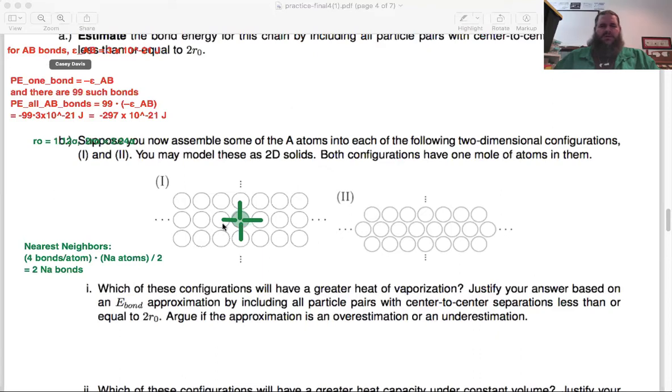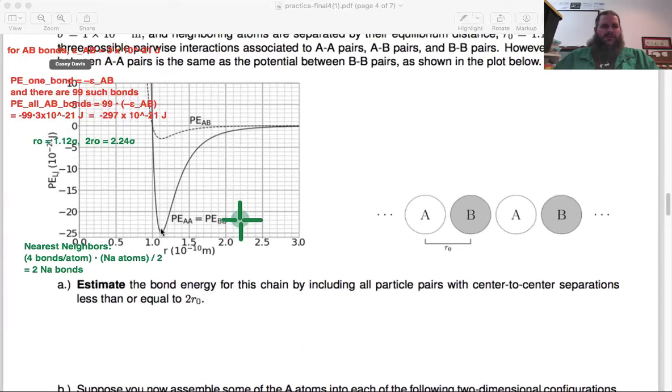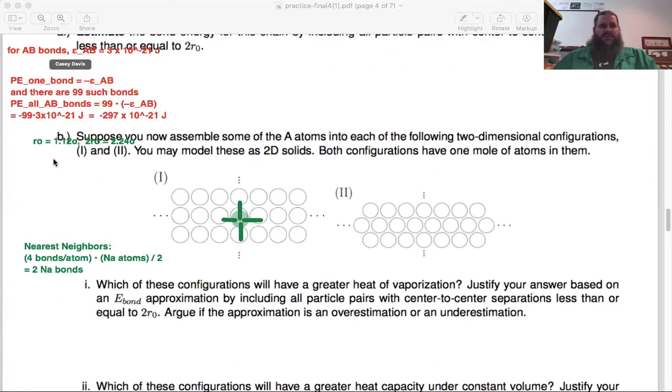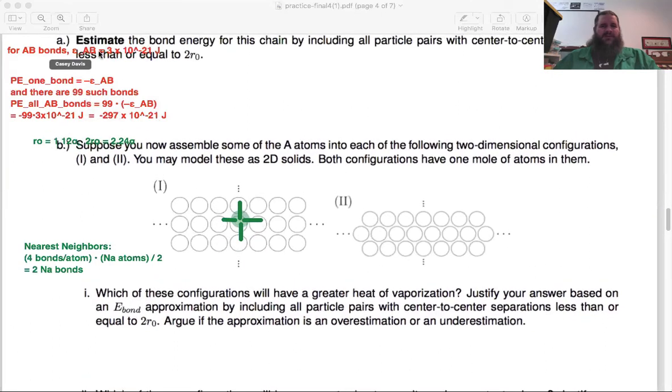Yeah, those are R naught apart. We can go back to the graph and look at R naught, which is the 1.12 sigma. In other words, the lowest possible energy. And since these are AA bonds, we look at the AA graph. Looks like that is -25. That is, the equilibrium distance has an associated energy of -25 times 10 to the -21st joules. Actually, I should say -25, because the energy of a bonded pair is a negative value.